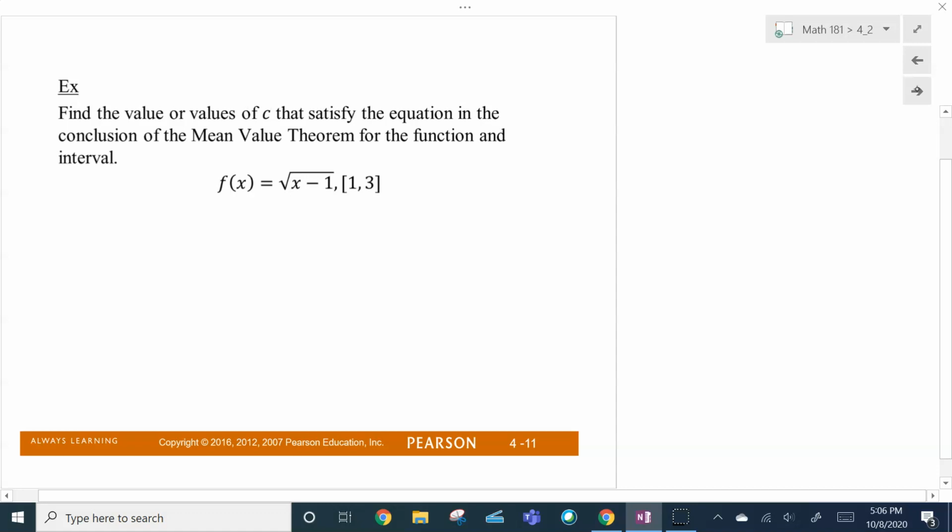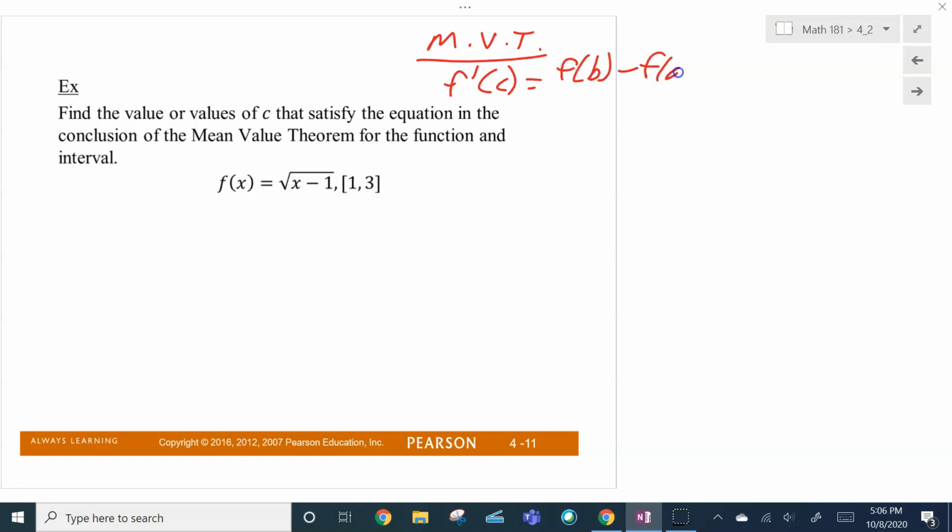All right, find the value or values of c that satisfy the conclusion of the mean value theorem for the function and the interval. So again, the mean value theorem: if f is continuous on the closed interval and differentiable on the open interval, what c value makes f prime of c, the slope of the tangent, equal to the slope of the secant line?